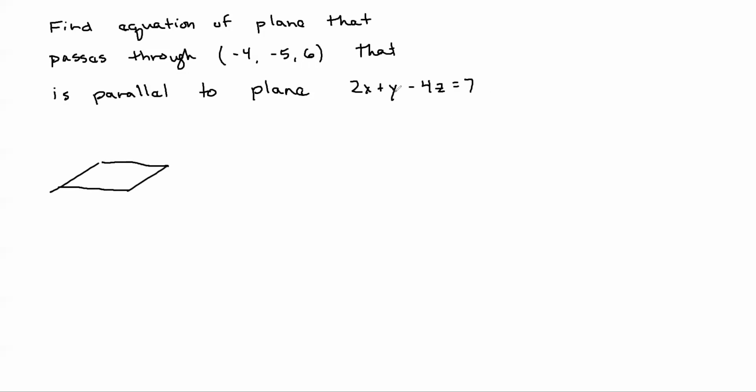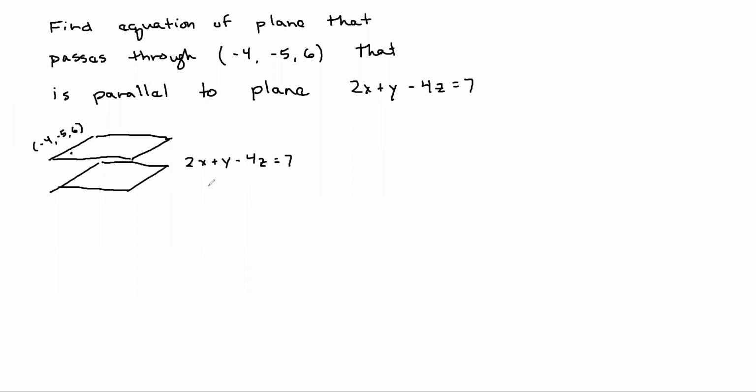That they gave us, all right? Let's say that's 2x plus y minus 4z equals 7. They asked us to find the equation of another plane that is parallel to it. Well, parallel planes are just like parallel lines. They're planes that never intersect. So this plane is going to be directly above that one so that they never touch. And they gave us a point that lies on this plane here. It's -4, -5, and 6. So this is the information they gave us.